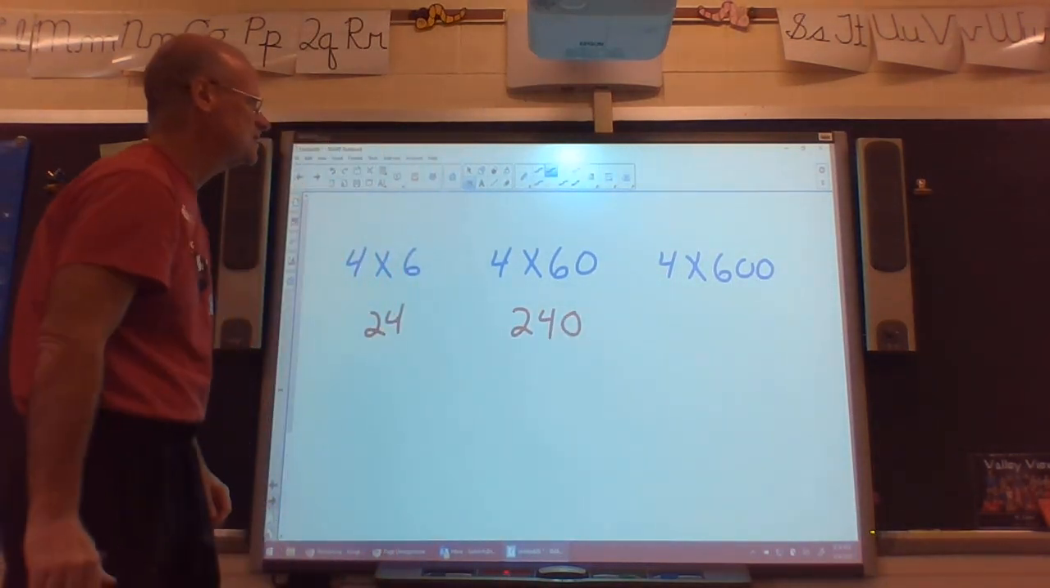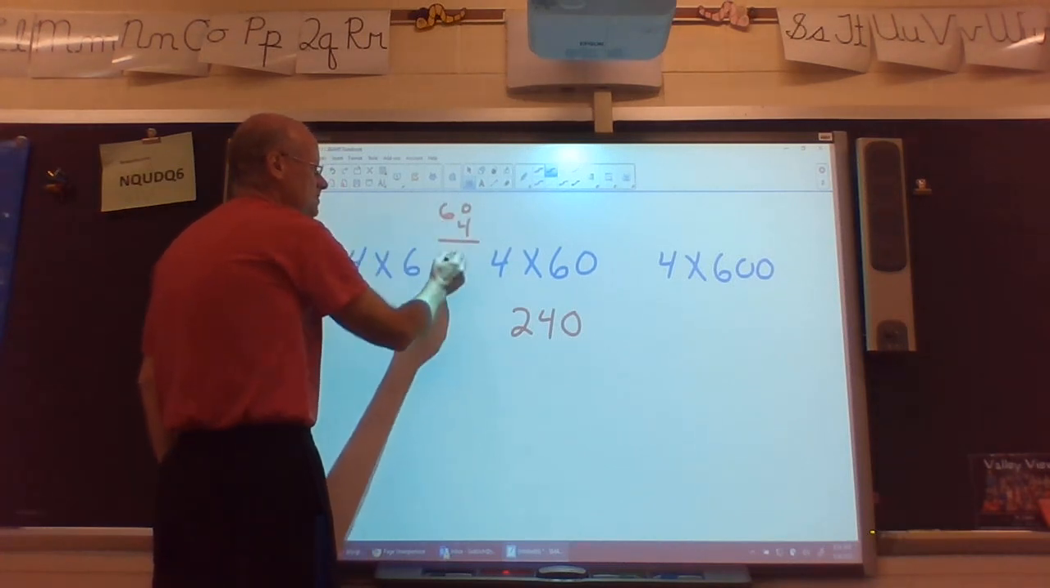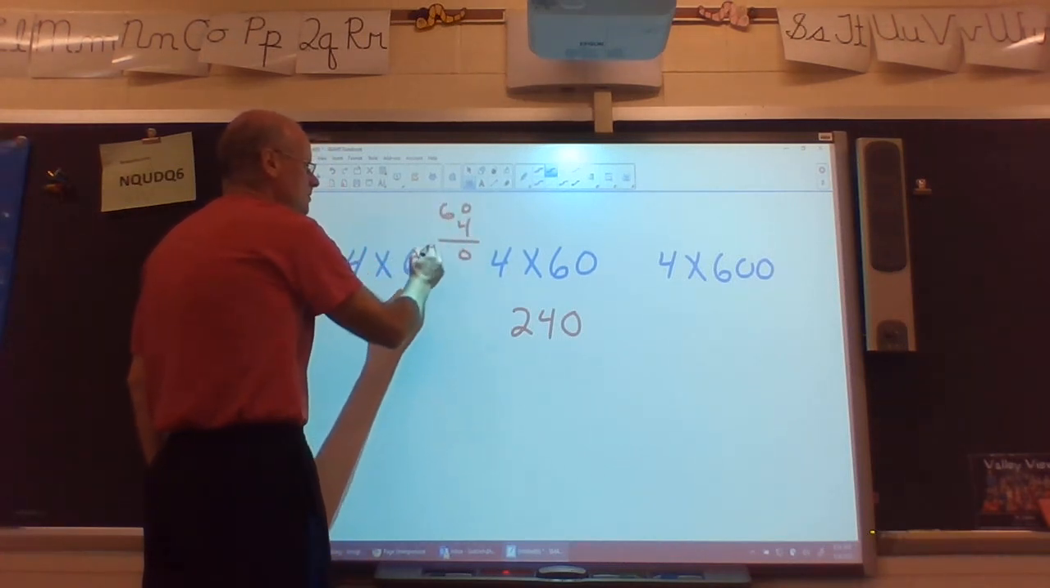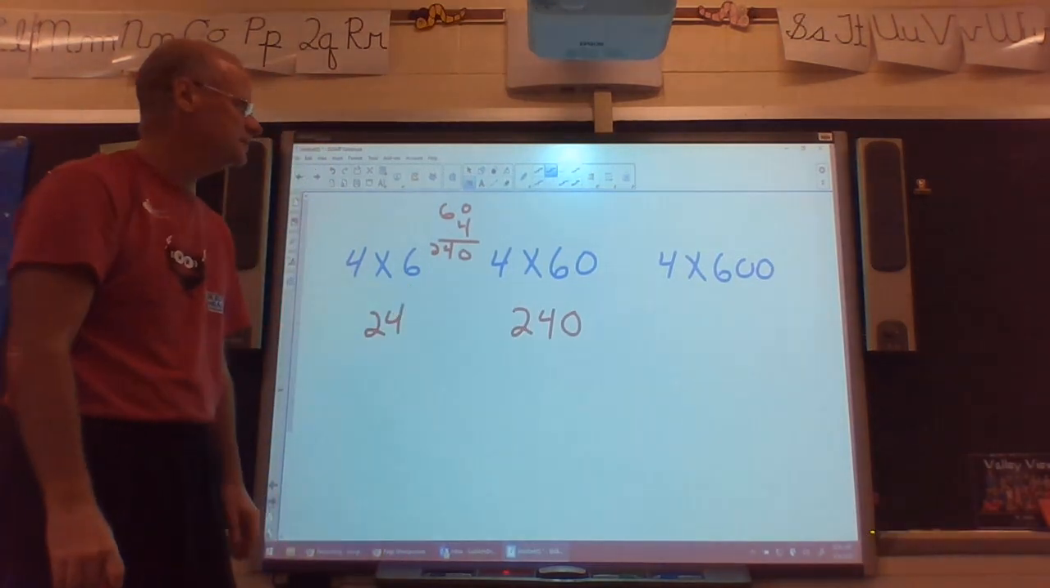put a 0 there. Because if I did this standard algorithm, 4 times 0 is 0. 4 times 6 is 24. So that is going to be 240.